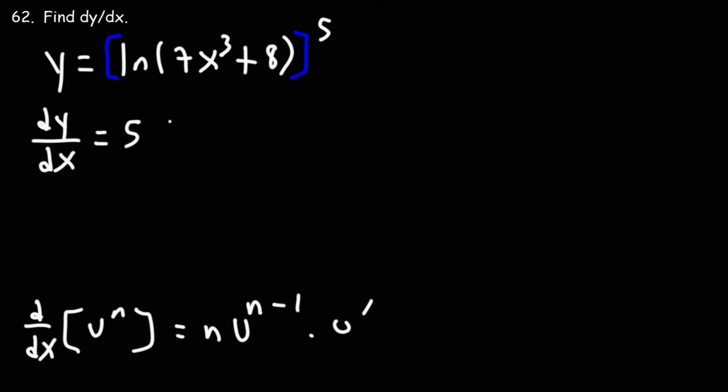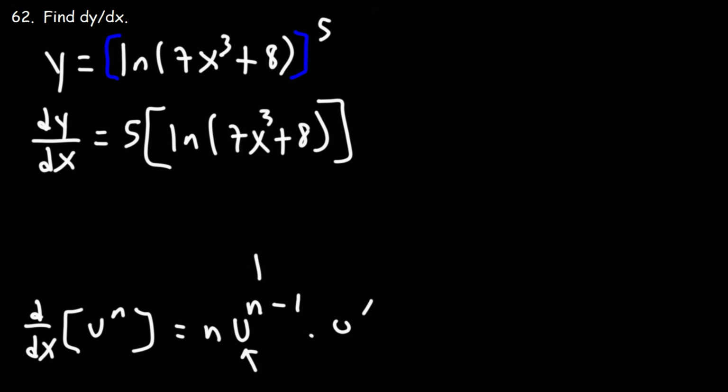n is 5, and then times u. U is going to be everything inside the brackets, so the natural log of 7x cubed plus 8, and then this is going to be raised to the n minus 1. 5 minus 1 is 4, and then times u prime. So the derivative of ln 7x cubed plus 8.